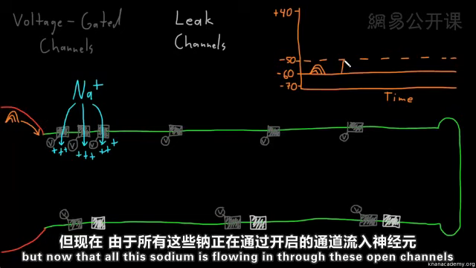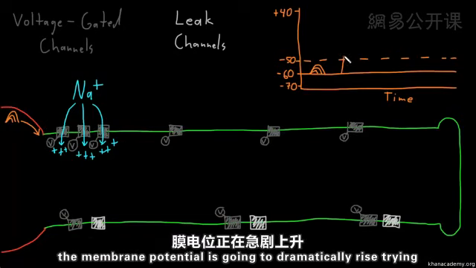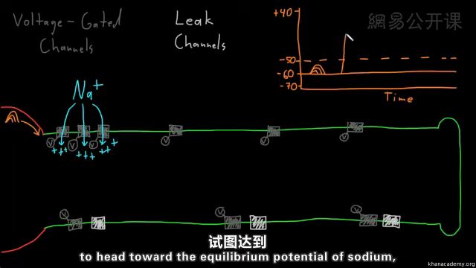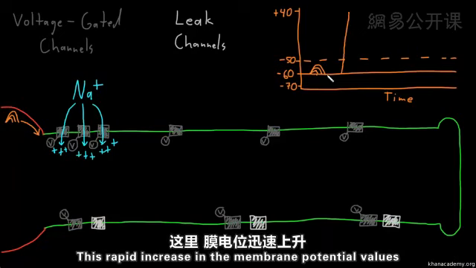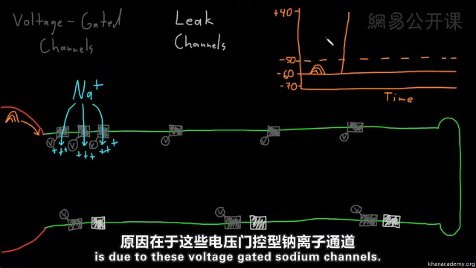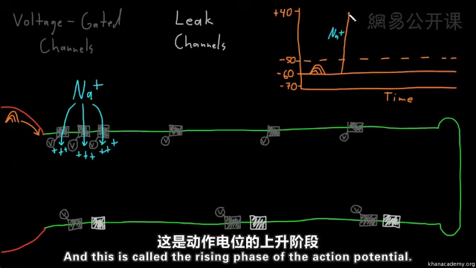But now that all this sodium is flowing in through these open channels, the membrane potential is going to dramatically rise, trying to head toward the equilibrium potential of sodium, which is usually somewhere around +50 millivolts. This rapid increase in the membrane potential values is due to these voltage-gated sodium channels. And this is called the rising phase of the action potential.